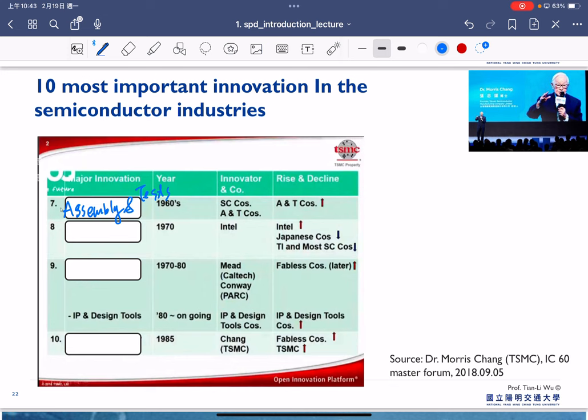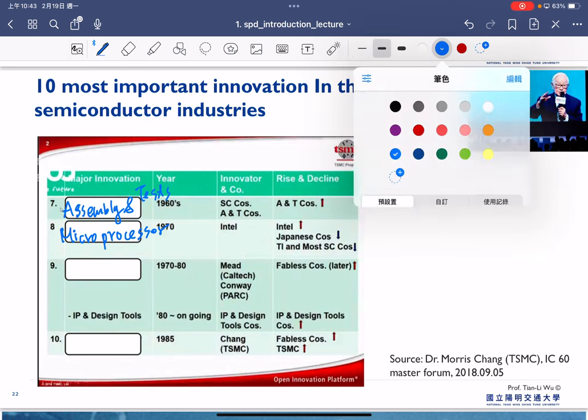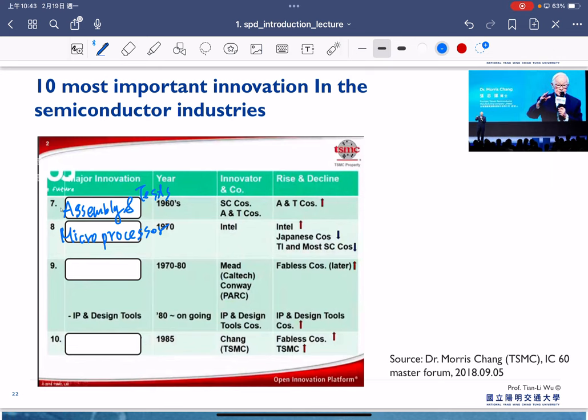And then later we started to come up with the microprocessor, so we have processors that we can use in our laptops and computers. That came out in 1970, first developed by Intel. And later, because of system level requirements, we also needed to start to have VLSI system design.